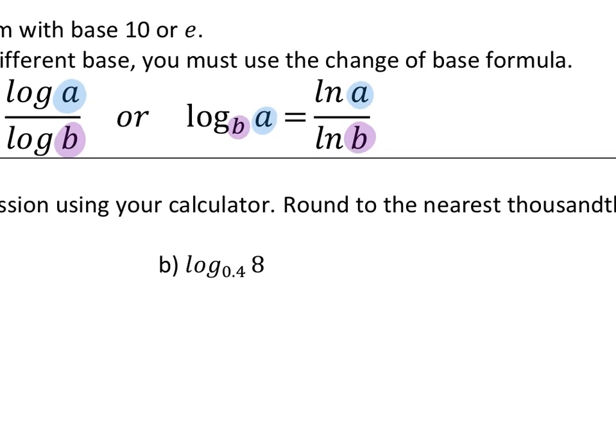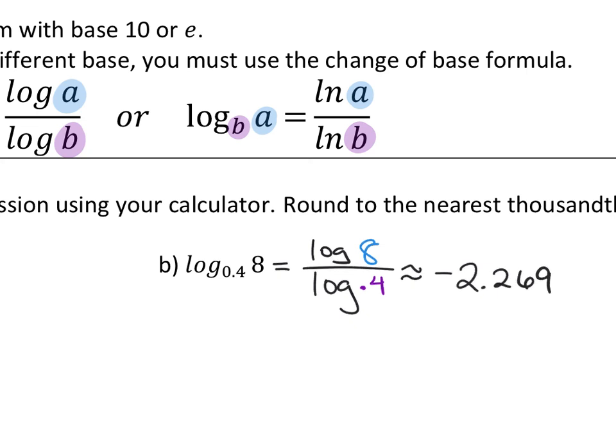And again, we can't do this one in our head because 0.4 and 8 are not of the same power family, for lack of a better word. So we do log of 8 divided by log of 0.4. We'd ask our calculator nicely to calculate that for us. We'd get negative 2.269 approximately.